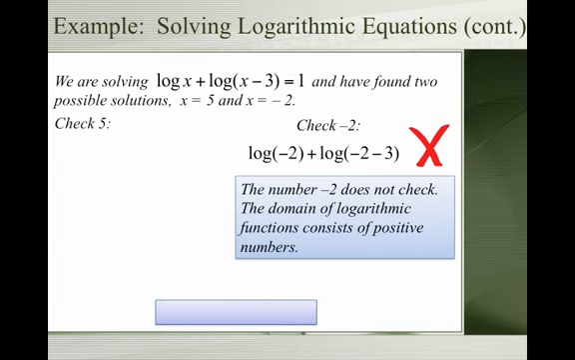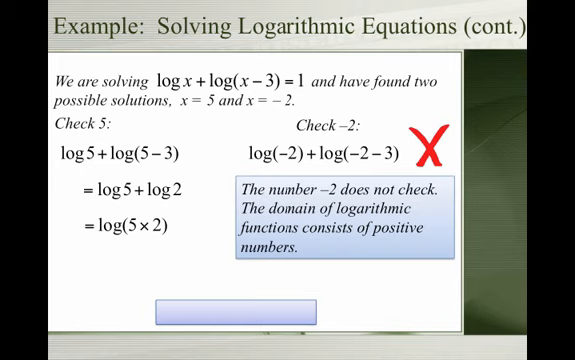Let's check 5. All right, so I plug 5 in. Log base 10 of 5 plus log of 5 minus 3 gives me log of 5 plus log of 2. All right, write that as one logarithm under multiplication. So I have log of 10. So now I have log base 10 of 10. What happens? They undo each other, and I get 1. All right, and so that is what we're looking for. And so our solution set is only 5.